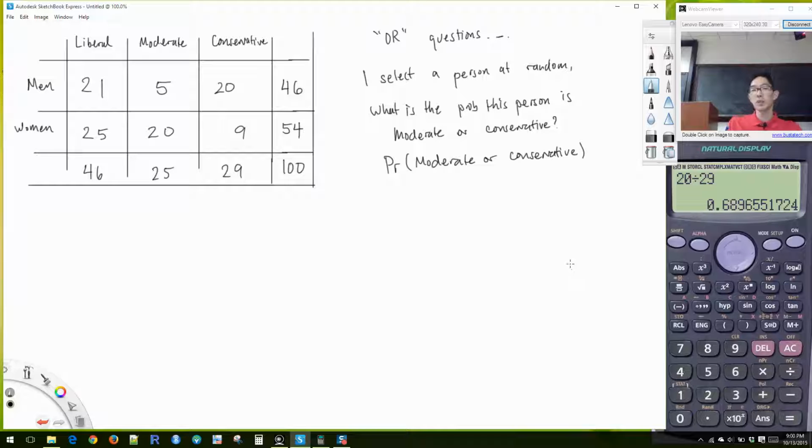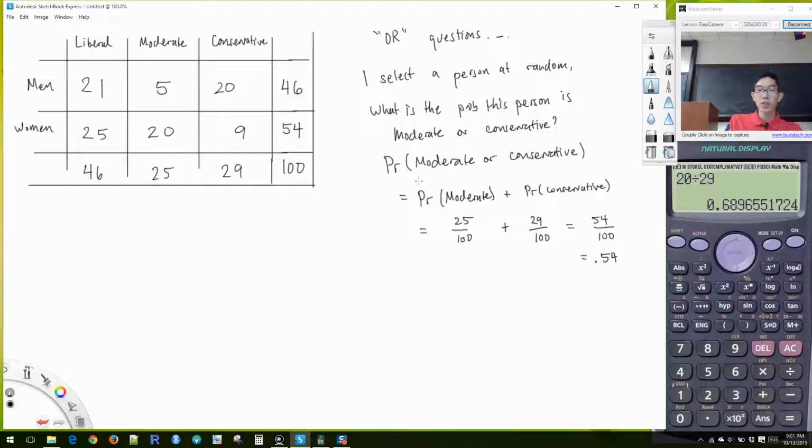So what is our answer here? Well, how many people are moderate and how many people are conservative? We take the people who are moderate: there are 25 out of 100. How many people are conservative? 29. So the probability of being conservative is 29 out of 100. Our total probability here is going to be 54 out of 100, or 0.54.